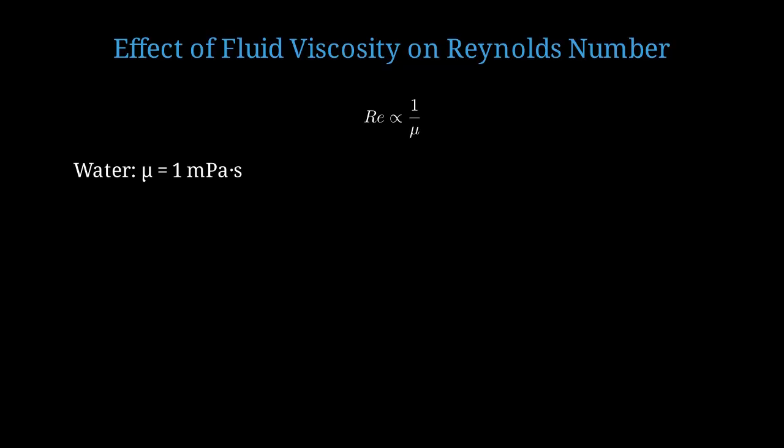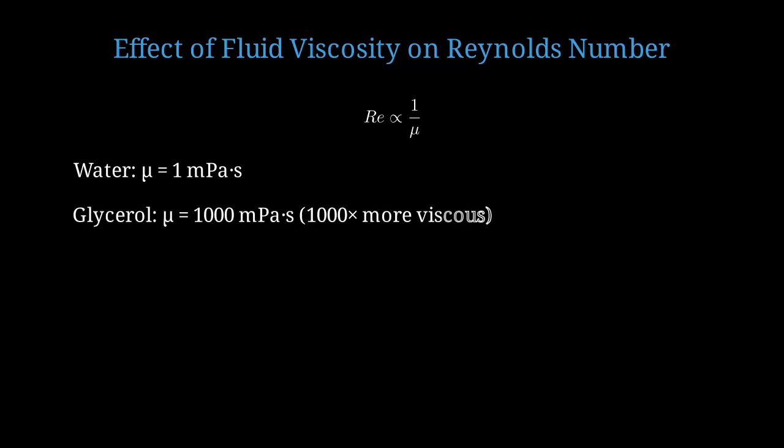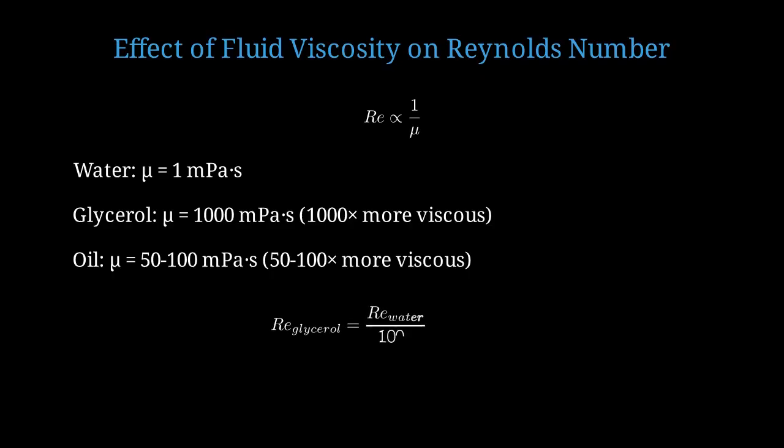This is our baseline. In glycerol, the viscosity is about 1,000 millipascal seconds, which is 1,000 times more viscous than water. In oil, viscosity ranges from 50 to 100 millipascal seconds, so 50 to 100 times more viscous than water. In glycerol, the Reynolds number would be the water value divided by 1,000, giving approximately 3 times 10^-9. Viscosity dominates even more strongly.